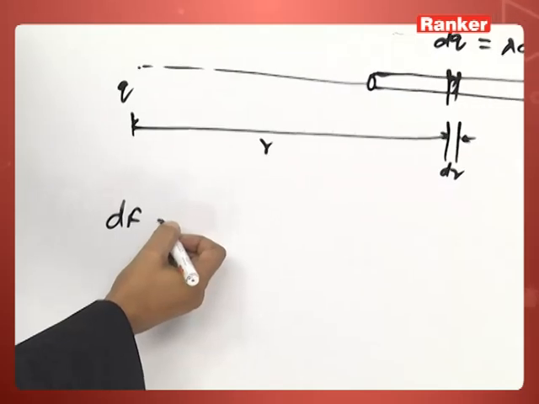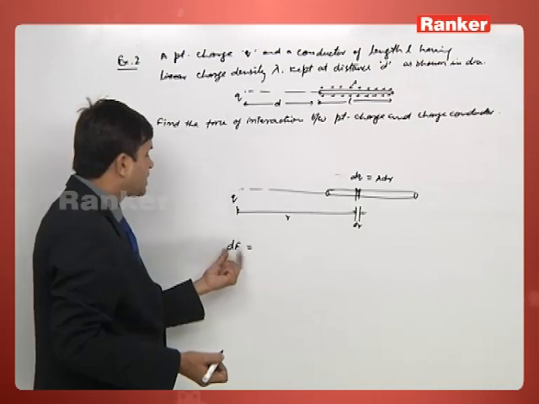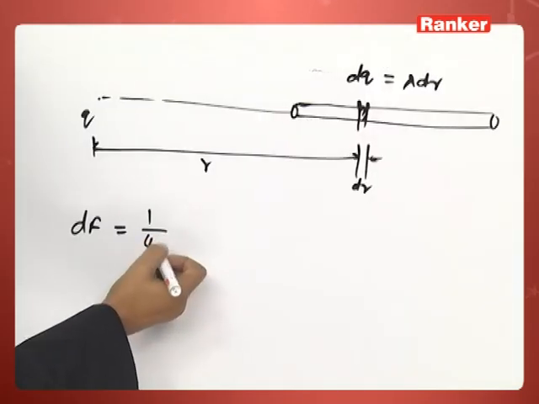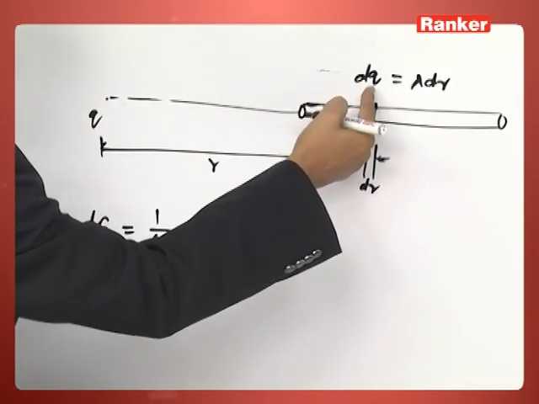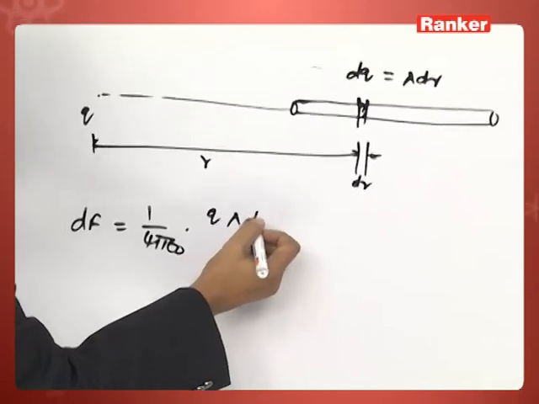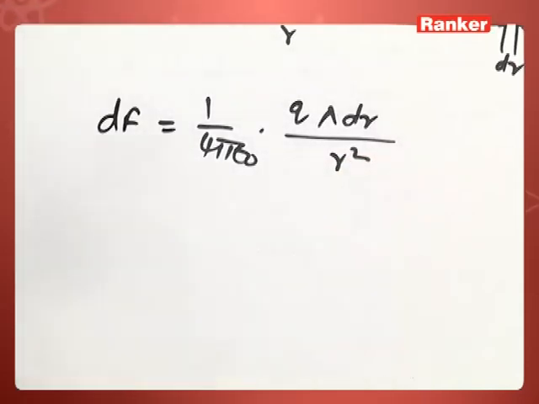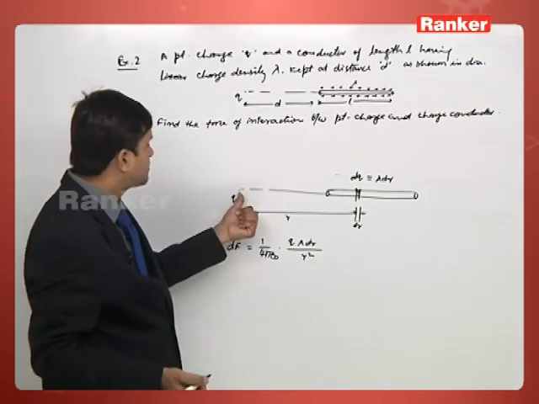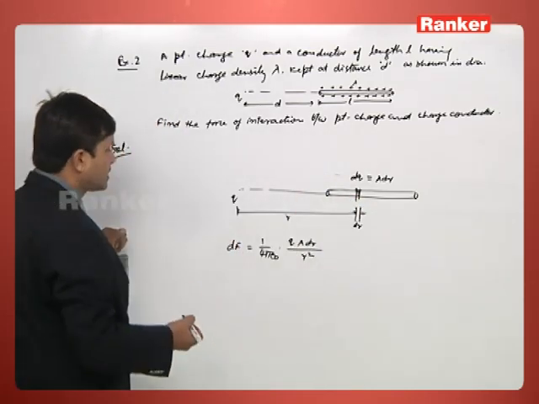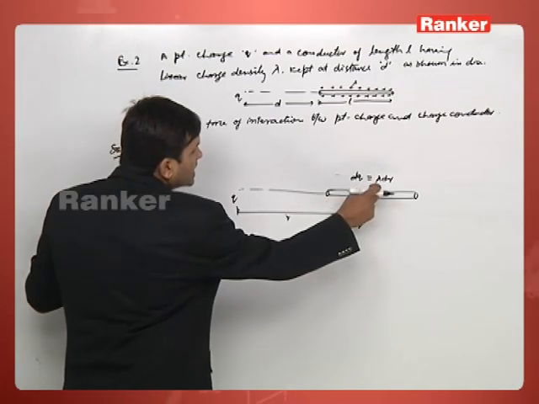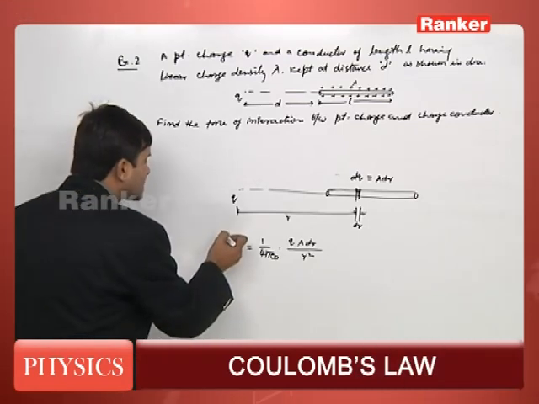Now the force between these two is dF, because we are calculating the force for a small part. So dF is 1 by 4 pi epsilon naught, q into dq, and dq is lambda dr, divided by the distance between these two, r square. This is the force between this point charge and this small element. Now the same force, if we consider another element, a third, a fourth, like this, means the summation of all this. Summation means nothing but integration.